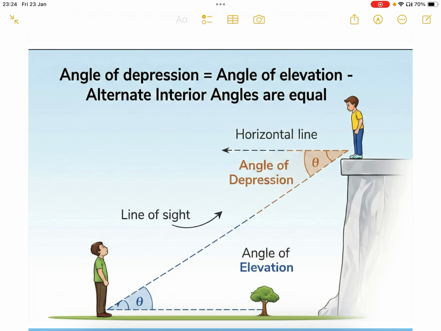This is the basic concept. So, what is the use? When alternate interior angles are formed, they are equal. So, the angle of depression, shaded in brown, is equal to the angle of elevation, shaded in blue.